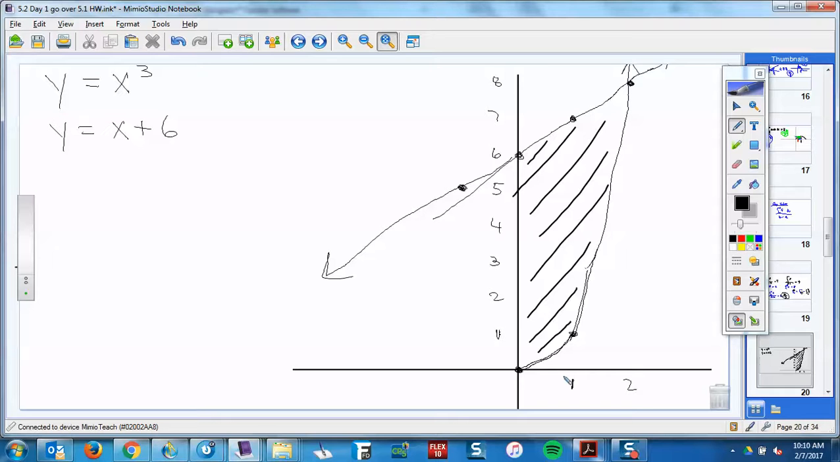So in part B, they say express this area using integrals. How could we find this area, using what we know about areas between the curve and the x-axis?